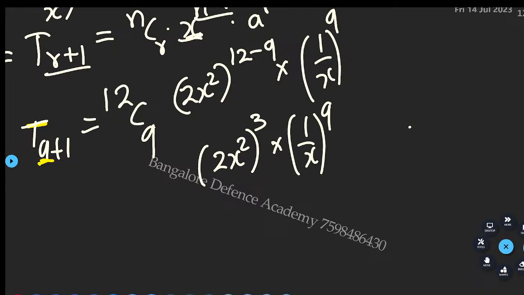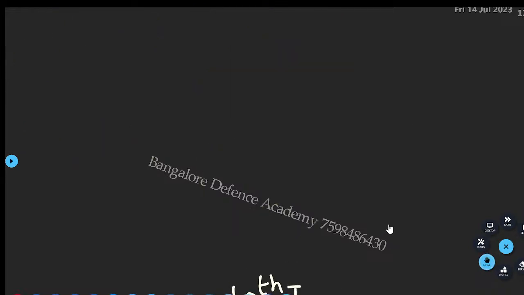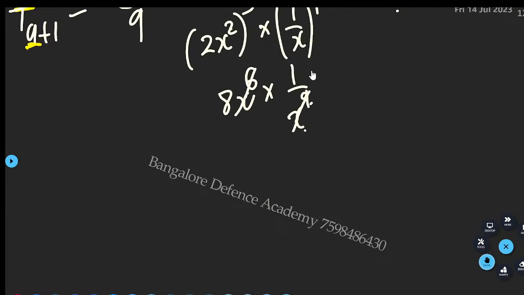Now tell me, 2 cube is how much? 8. x square to the power of 3 is how much? x to the power of 6. What happens to 1 by x to the power of 9? Look here, first bench. Now below we have x to the power of 9, above x to the power of 6, what will happen? If we cancel, what do we get? So here you get 8 into 1 by x to the power of 3. Okay, so this you can do.